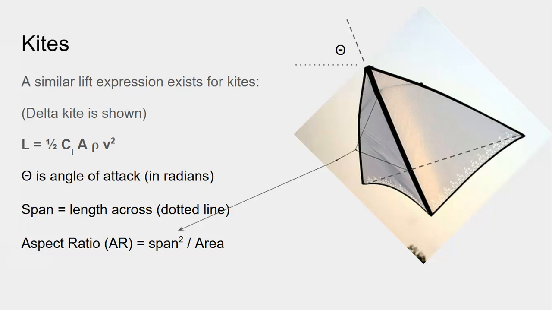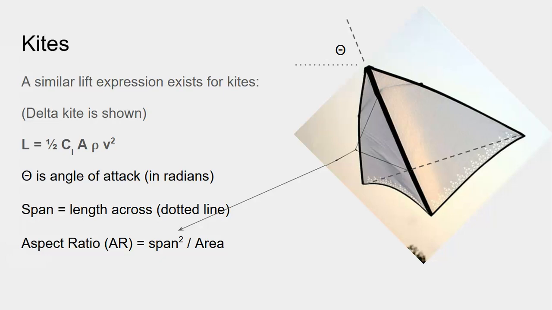So what are you going to be doing? You're going to be building a kite. The kite expression is pretty similar. It's going to be 1/2 times something called the lift coefficient times the area times density times velocity squared. Now, theta is going to be an angle of attack. You're going to need to assess that. The span is going to be the length across. You'll need to know that's your widest width across. And the aspect ratio is equal to the span squared. So again, that's a rough picture of a kite right there.